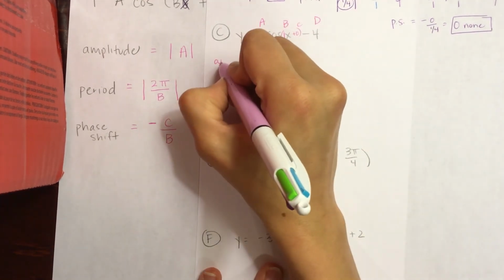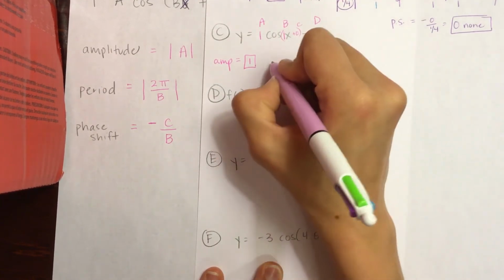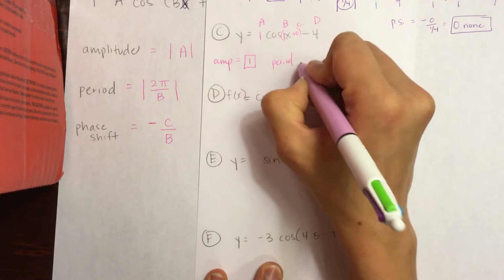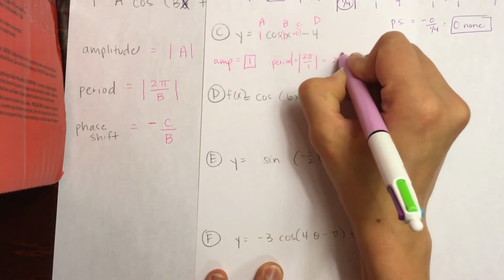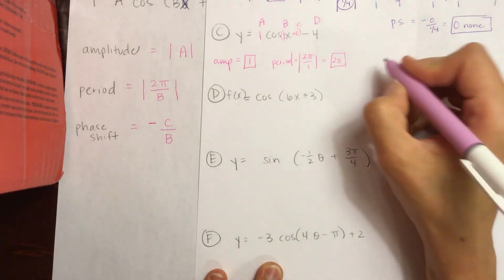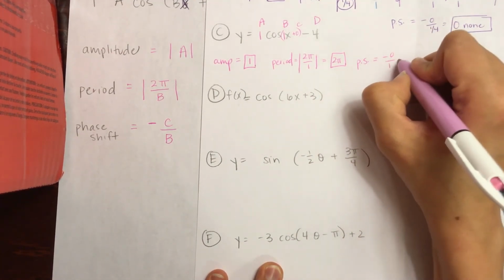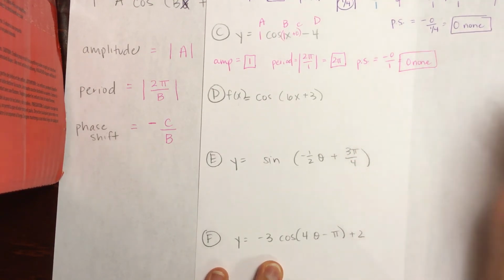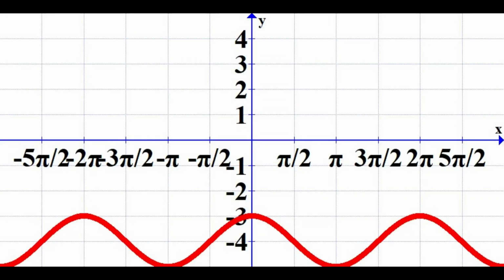All right, amplitude, there's no number in front of my cosine, so my amplitude is going to stay a normal 1. There is no number in front of my x, so my period is going to stay a normal 2 pi, because 2 pi over 1 is still 2 pi. Oh, well, this one is super boring. And phase shift, negative c over b, well, c is 0, so I guess I just showed you this so you could see the difference between d and c if there's no parentheses.